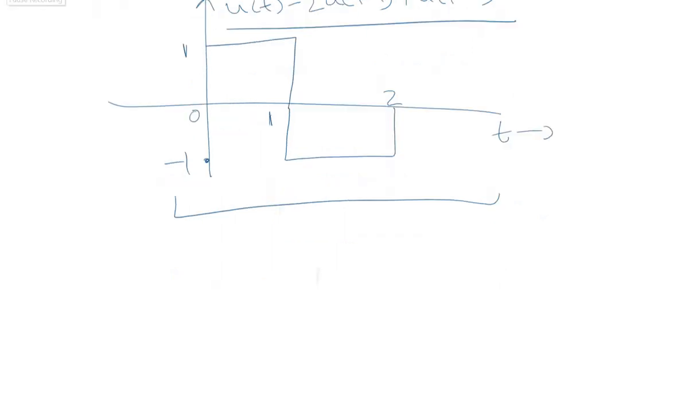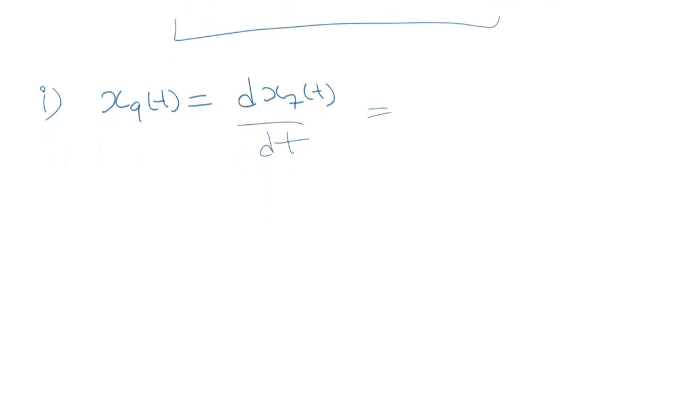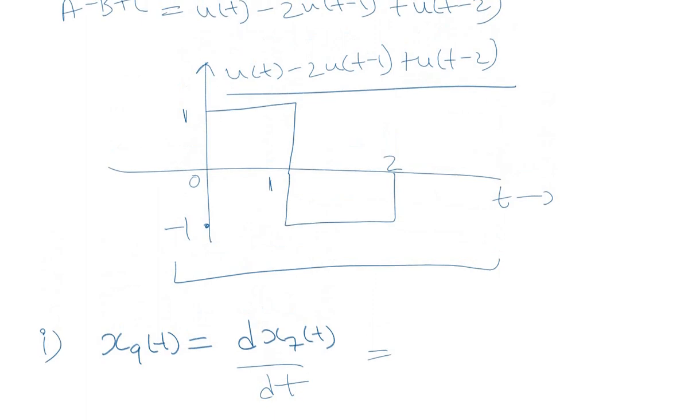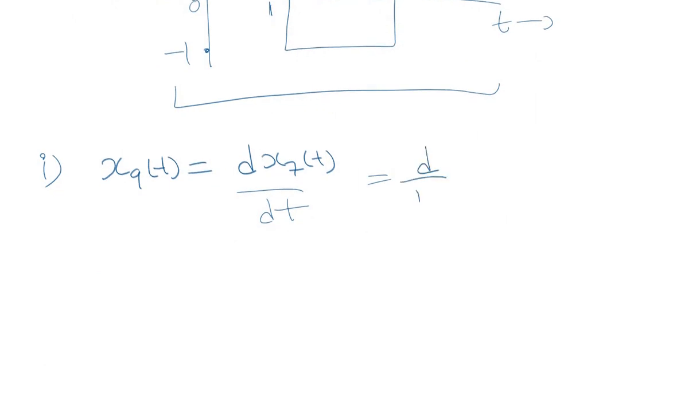Now moving on to the next part, which is the ith part. The ith part was x9(t) is equal to the derivative of x7(t) with respect to t. Right. So we know x7(t), we have just now implemented x7(t), that is u(t) minus 2u(t-1) plus u(t-2). So it becomes the derivative of u(t) minus 2u(t-1) plus u(t-2).